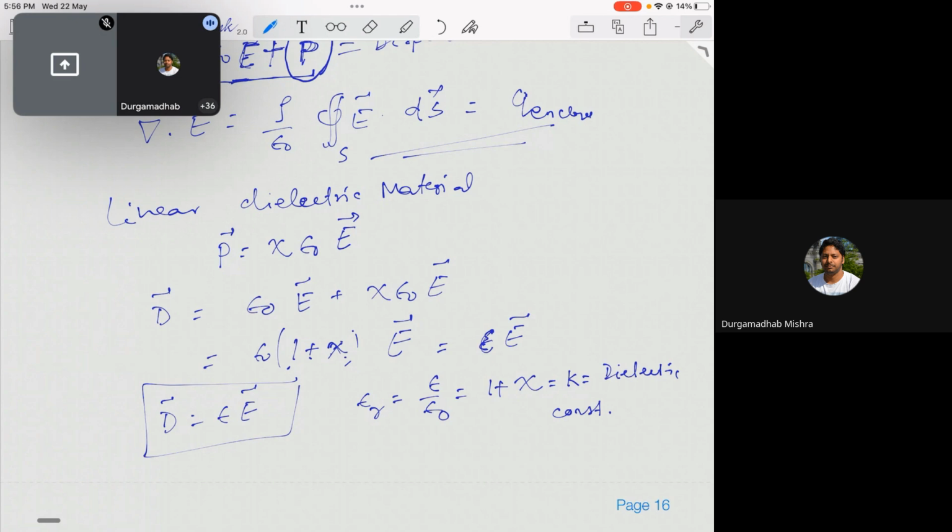field you are applying. But nevertheless, we need to introduce a new vector quantity which takes into account the electric field as well as the polarization, and this polarization arises due to the bound charges within the dielectric, and this is how the equation is modified in case of dielectric materials.